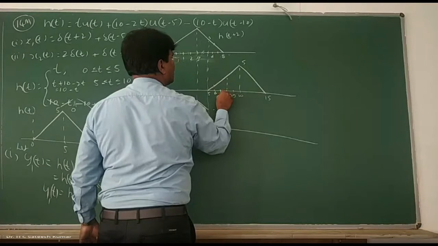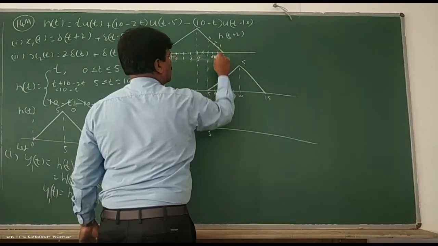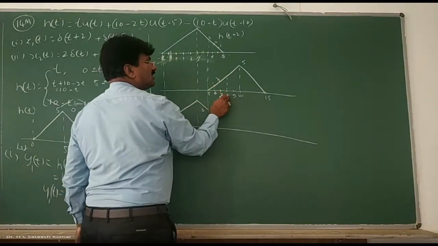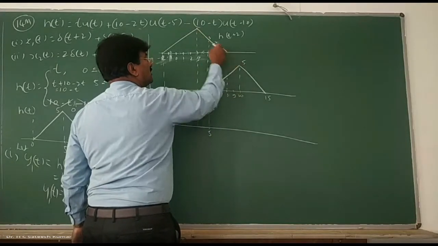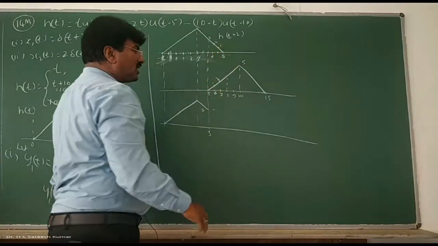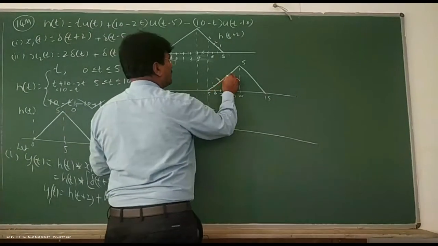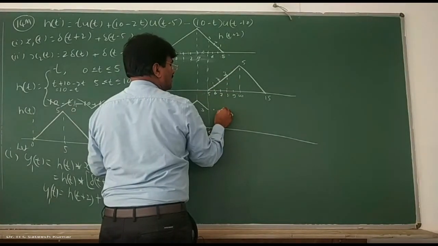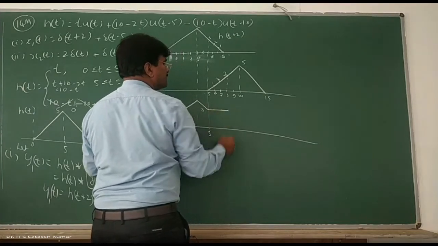And next at 7, what will happen? This will become 2, this will become 1. What will happen? Because in 3 units it is going to increase to 3. In 5 units it is going to increase 5, and in 5 units it is going to decrease by 5 units. So every 1 unit is going to increase or decrease by 1 unit. Now what happens? This will be 3 plus 0, so 3 plus 0 is 3. So here also it is 3. Up to this point, it is 3. Constant.